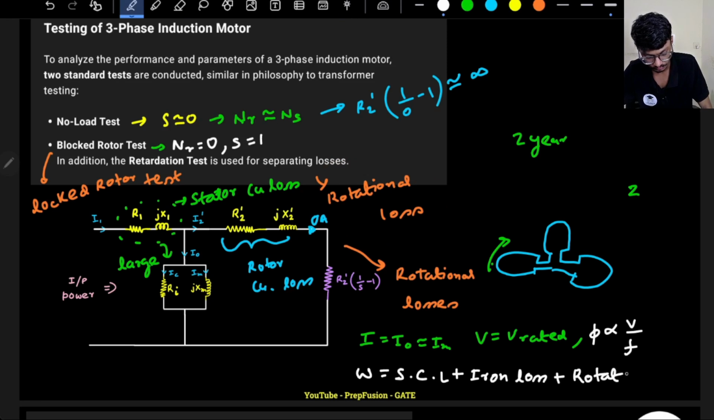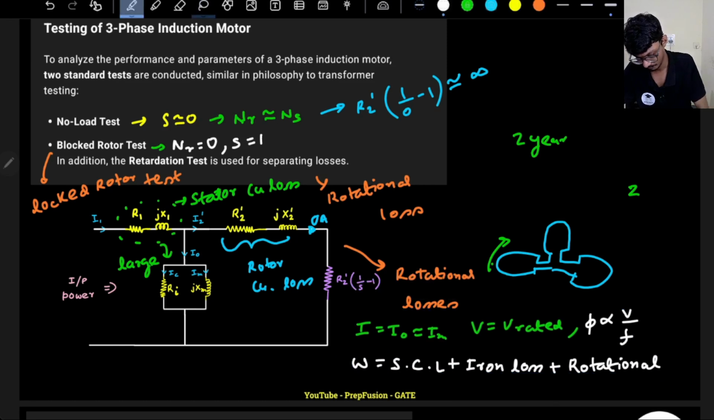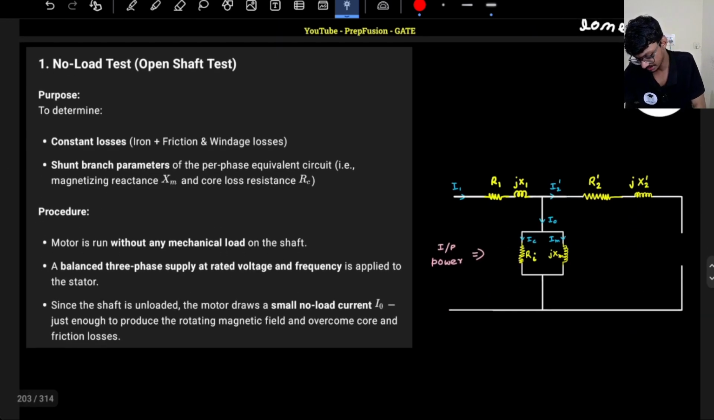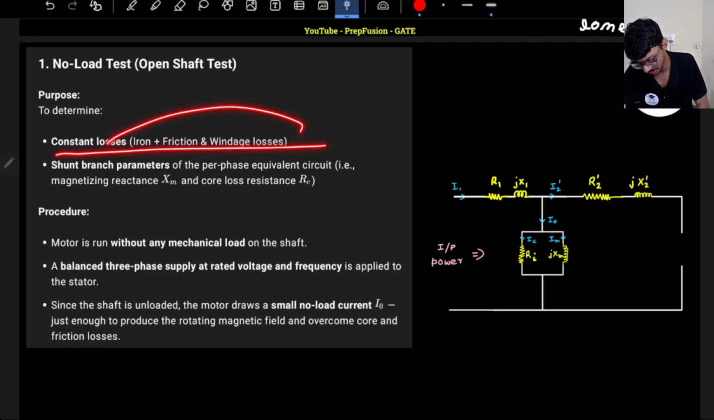That's why we have this other test known as the retardation test. So this is basically the no load losses. We have constant loss: iron loss, plus friction and windage. Windage loss is the rotational loss, as we have discussed here. So the main purpose is to determine the constant losses. These are the constant losses.